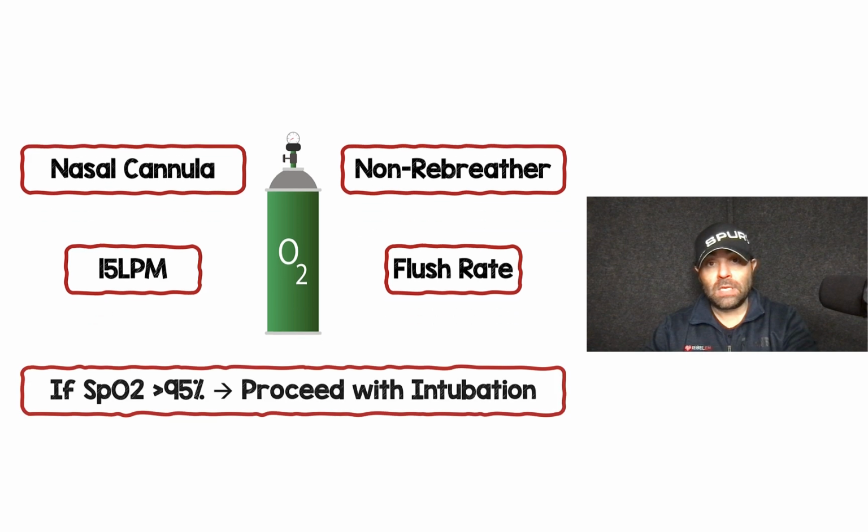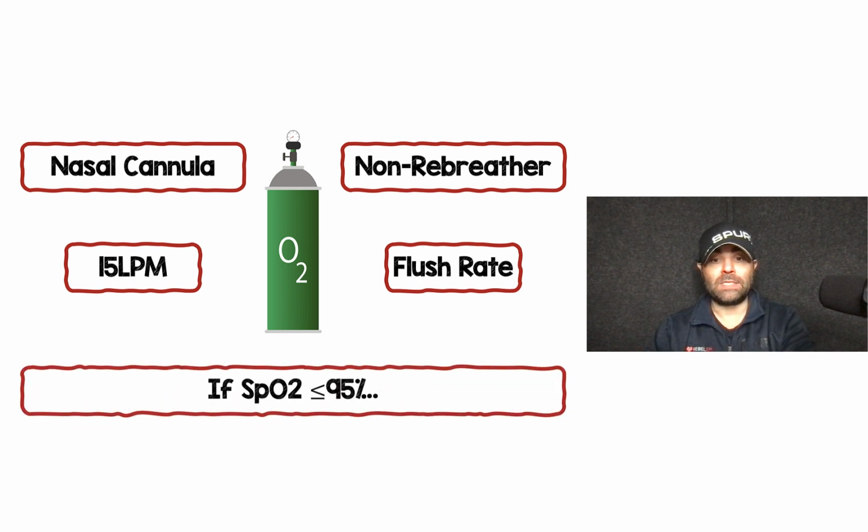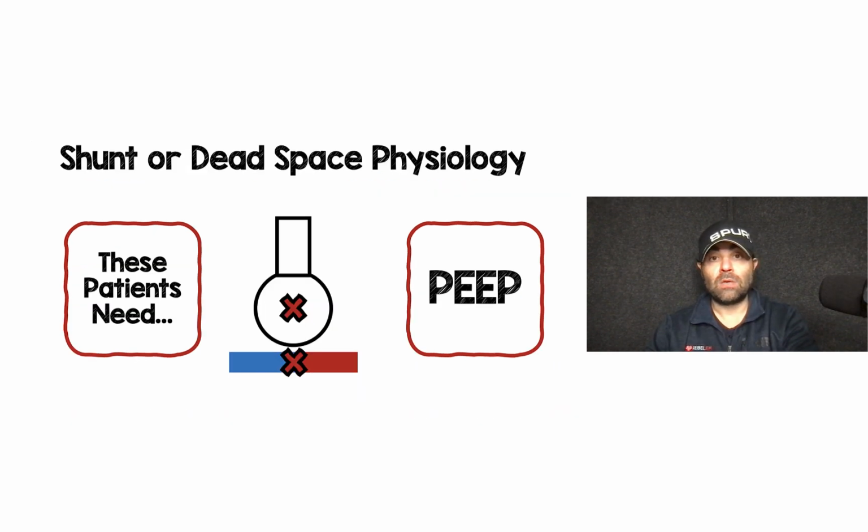So now, with these two oxygen sources, if I get my oxygen saturation greater than 95%, then I'm good to proceed with my intubation. But if for whatever reason, with those two oxygen sources, I am not able to get my oxygen saturation greater than or equal to 95%, I need to start thinking about shunt or dead space physiology going on in the lungs. And these patients don't need more oxygen. They need positive end expiratory pressure. They need PEEP to overcome either the ventilation issue or the arterial flow by the alveoli issue.